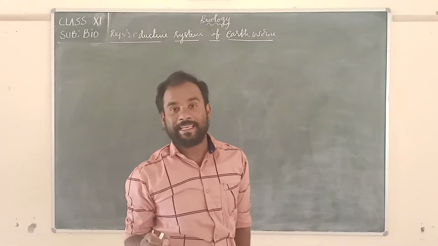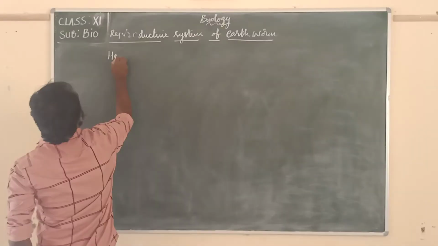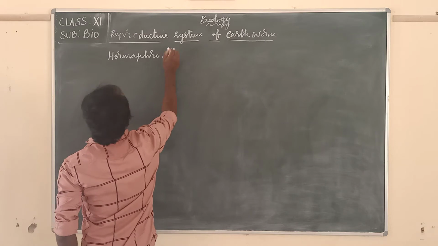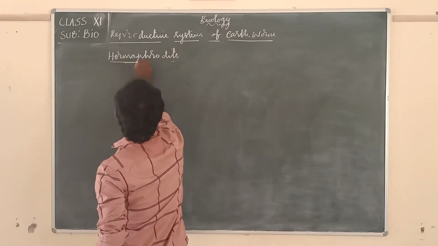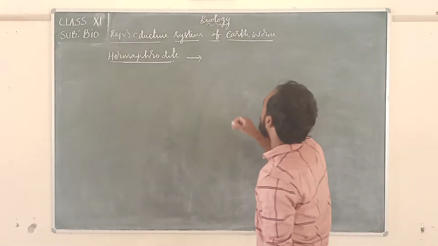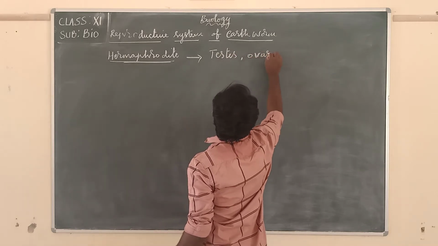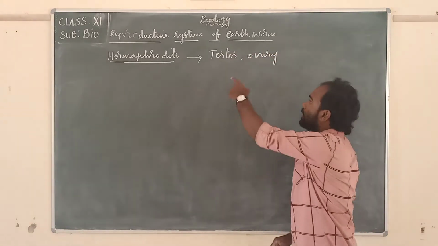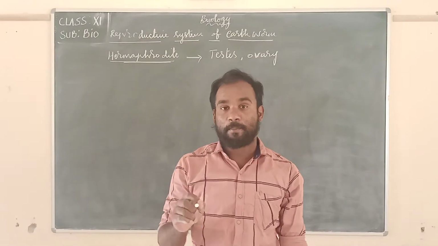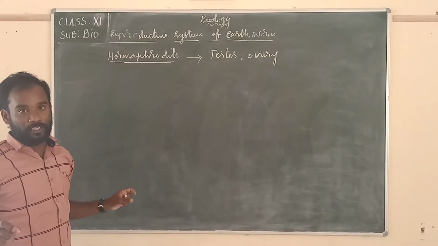Here, earthworm is a hermaphrodite. That means both the male reproductive system and female reproductive system are present in the same earthworm. That is both testis and ovary. The male reproductive organ, that is testis, and the female reproductive organ, ovary, are present in the same earthworm. So, earthworm is a hermaphrodite.